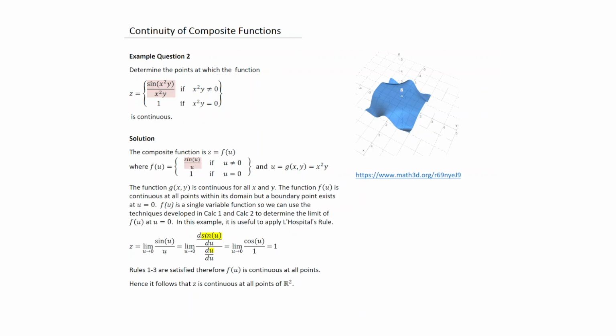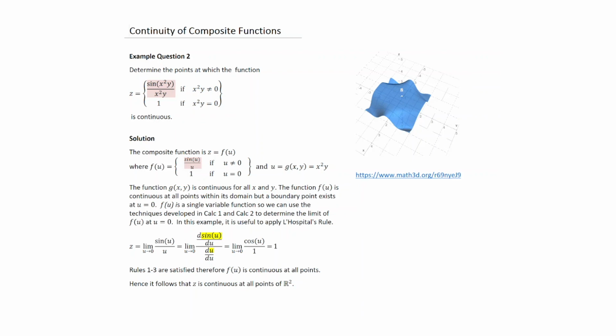And so in this case, it seems useful to apply L'Hopital's rule to determine what the limit is. If you have a numerator and a denominator where you end up with a 0 over 0 type of arrangement, then you take the derivative of the numerator with respect to u, and you divide it by the derivative of the denominator with respect to u. So if you take the derivative of sine u, you get cos u. If you take the derivative of u, you get 1. And the limit as u approaches 0 would be cos of 0, which is equal to 1. So the limit does exist.